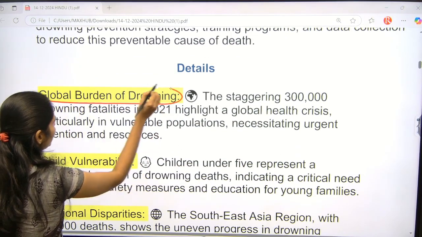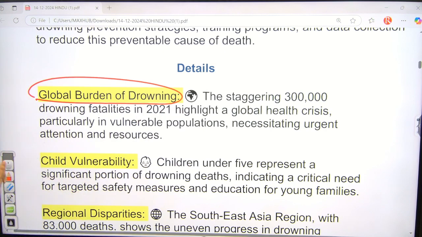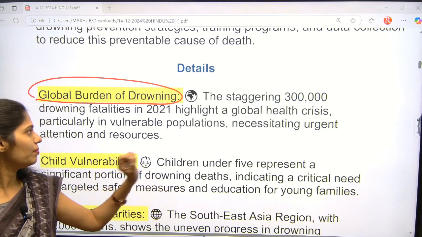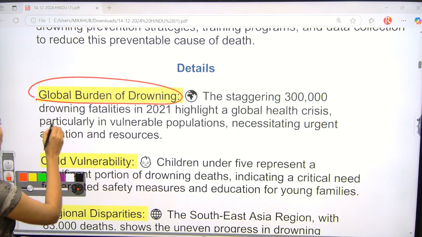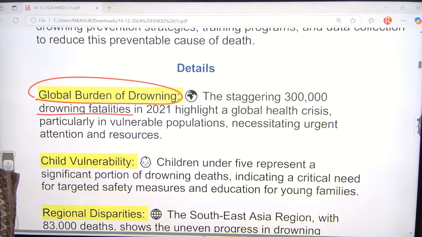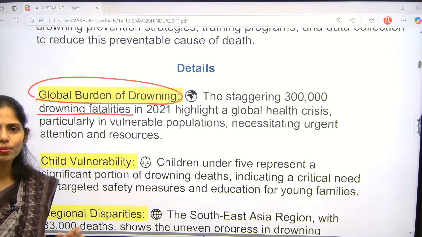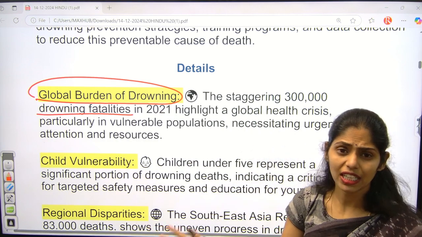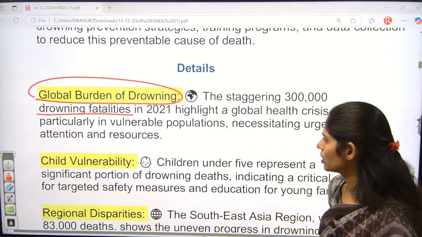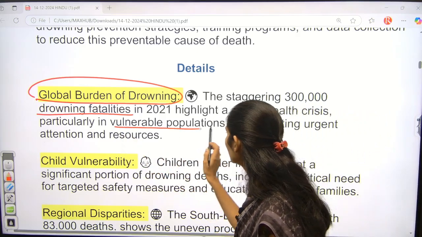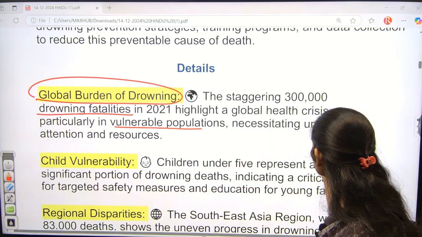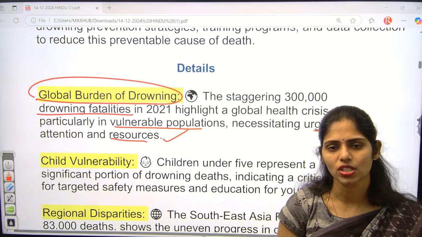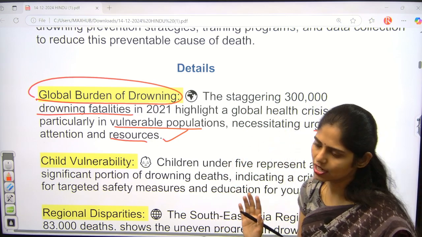Because of this data, and this is the first kind of report by WHO. It says that 3 lakh people had drowned in 2021. That means we can understand that drowning fatalities are very high. Especially it is also one of the global health crises. Because of this the deaths are happening in our country as well as in low and middle income countries. And especially among particularly vulnerable people, we need urgent attention, and we need to increase resources for controlling deaths because of drowning.